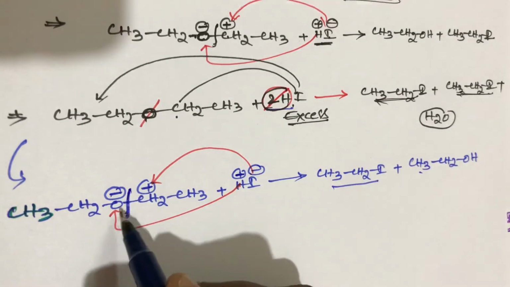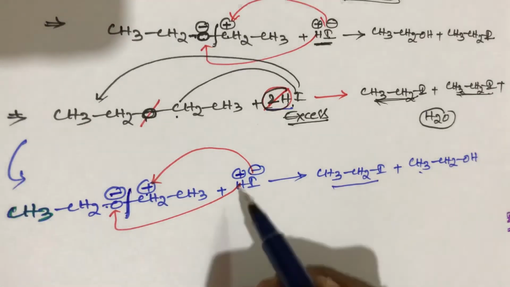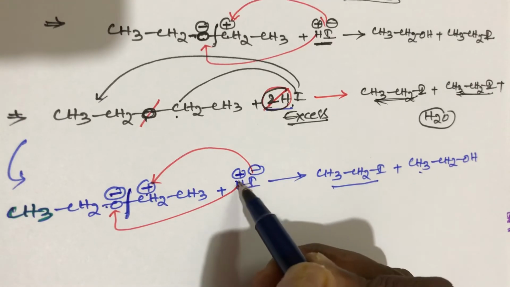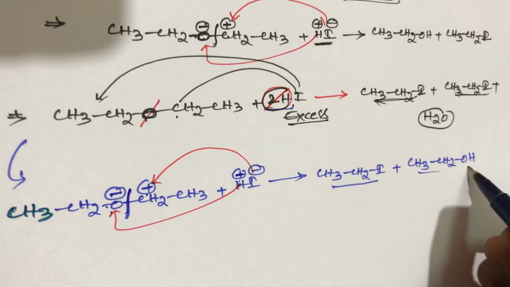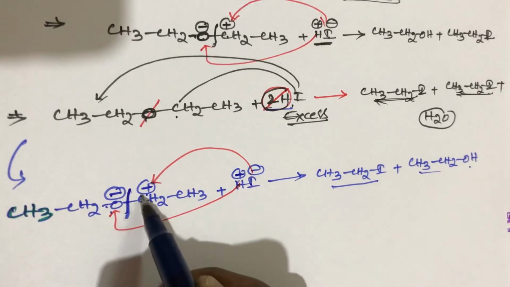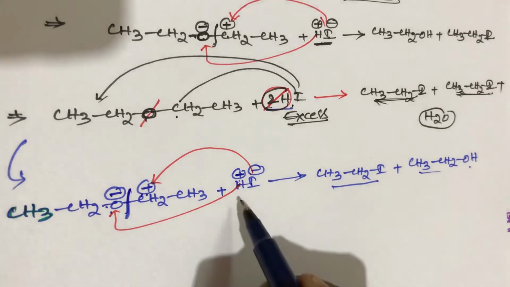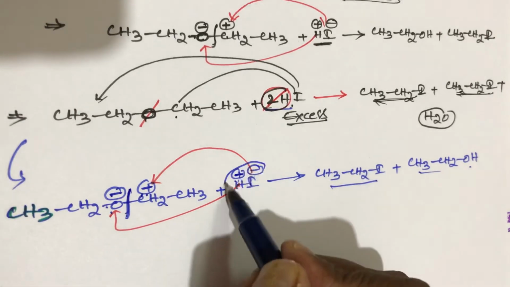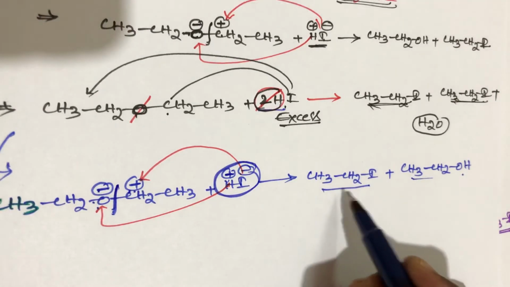This bond cleaves between oxygen and carbon. The oxygen gets a negative charge and the carbon gets a positive charge. In hydroiodic acid, hydrogen is positive and iodine is negative. This H plus attacks the negative charge side and alcohol is formed. This I minus attacks the positive charge side and ethyl iodide is formed. In this reaction, how many moles of HI are involved? Only one mole of HI is involved, to form one ethyl iodide and one ethyl alcohol.